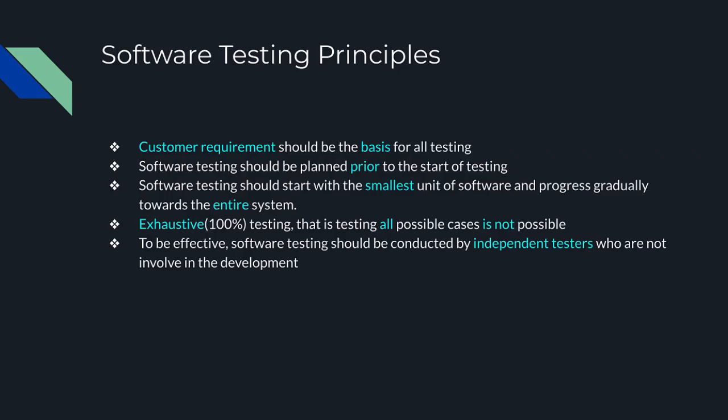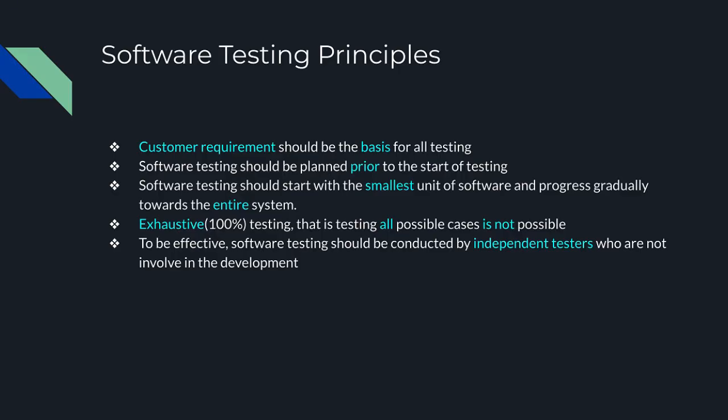So, what are the software testing principles? We have about five of them, but there are more. The very first one is customer requirement should be the basis for all testing. You need to conform with the requirements that have been written on the project. Software testing should be planned prior to the start of testing. Software testing should start with the smallest unit of software and progress gradually towards the entire system. Exhaustive testing or 100% testing, that is testing all possible cases, is not possible.